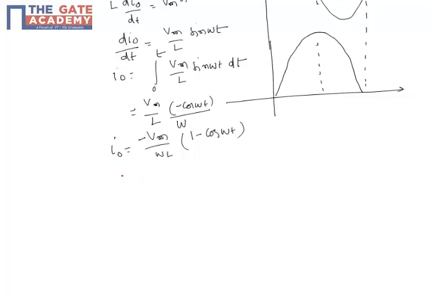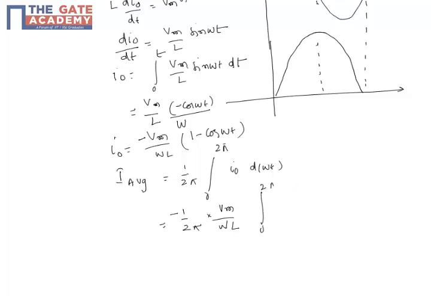Now he's asking what is the average value. So I average is nothing but 1 by 2 pi, integral from 0 to 2 pi of I naught d of omega t. So this is equal to 1 by 2 pi, Vm by omega L, times the integral from 0 to 2 pi of 1 d of omega t, minus the integral from 0 to 2 pi of cos of omega t d of omega t. So this is 0, the average value.